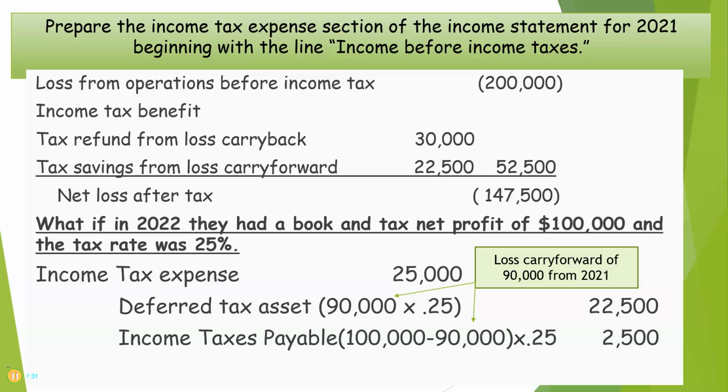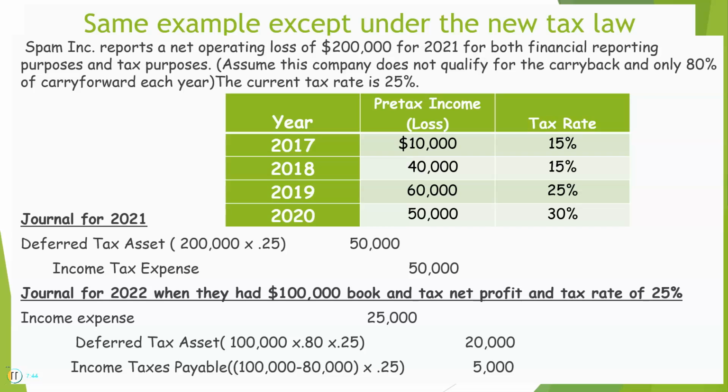Now, if we were to do this same thing, but let's do it under the new tax laws, because we can't do carrybacks and we can only defer 80% at a time. So here we go. Same example. So they don't qualify. Like I say, when they did away with the rule, they left some companies and gave them the benefit of this. So they can only do the carry forward. So for your journal entry for 2021, they would get to credit tax expense, and they would have to set up a deferred tax asset of $50,000 as a carry forward.